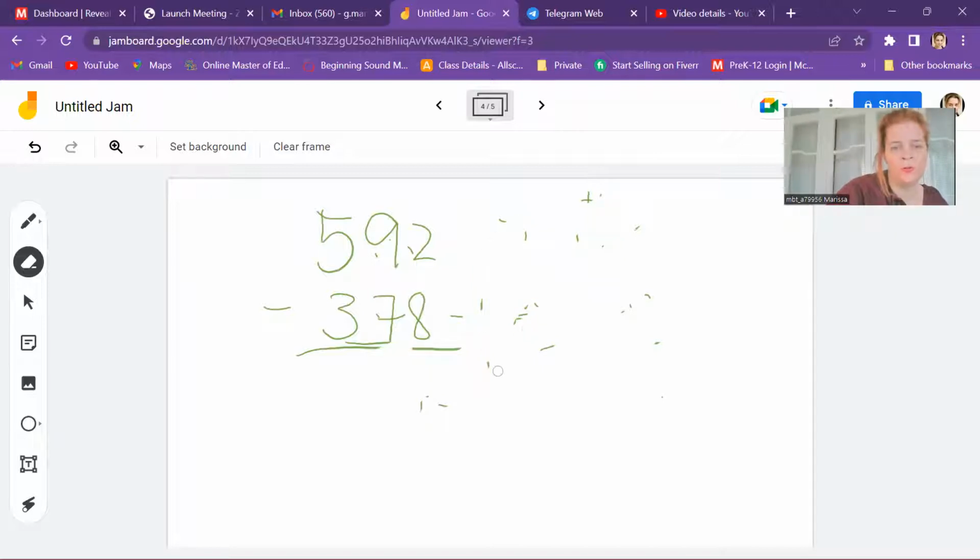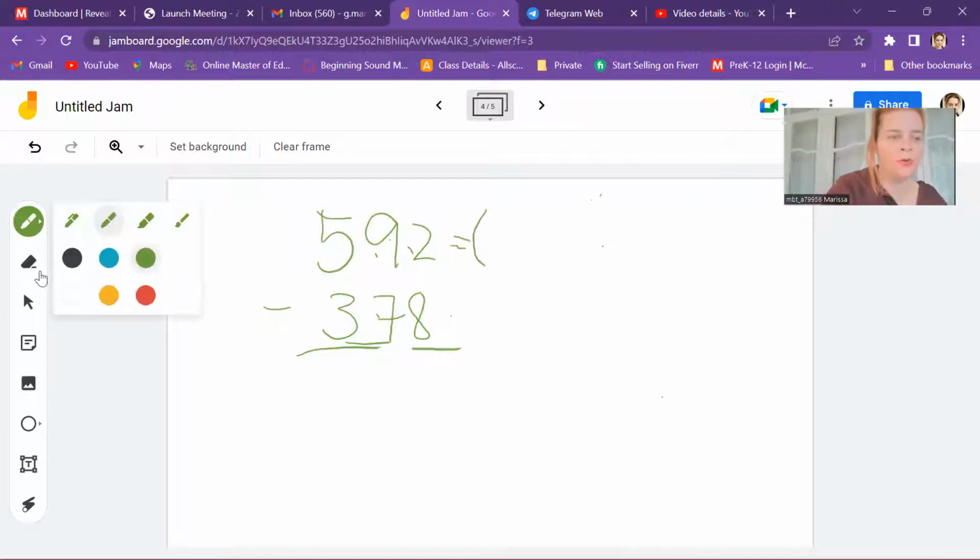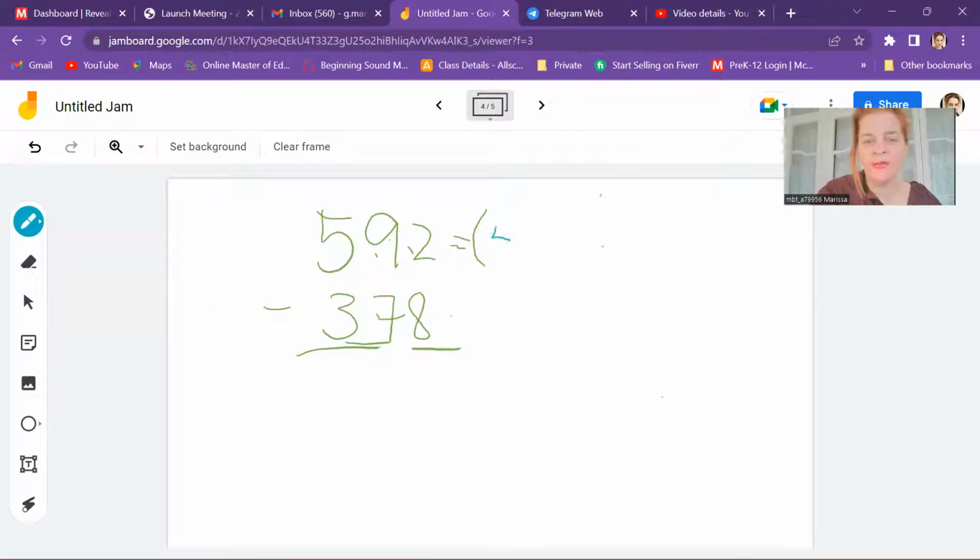So when you're subtracting, okay, there's two ways that you can do this. The first way is break it down. So 592 equals, let me use blue, 500, just watch. Don't do it in your book yet. 500 plus 90 plus 2, right? It's the same, yeah? Okay. And this equals the same as 300 plus 70 plus 8.